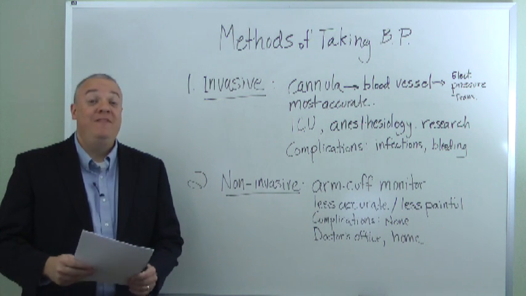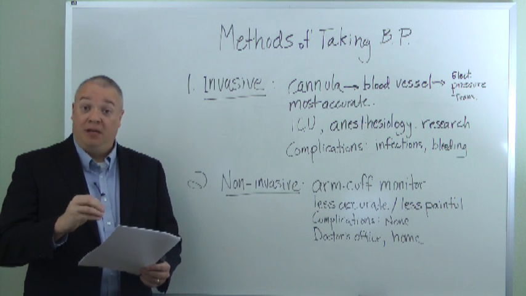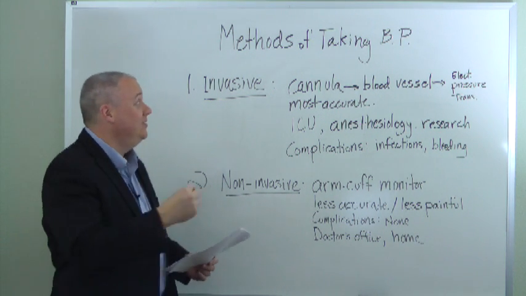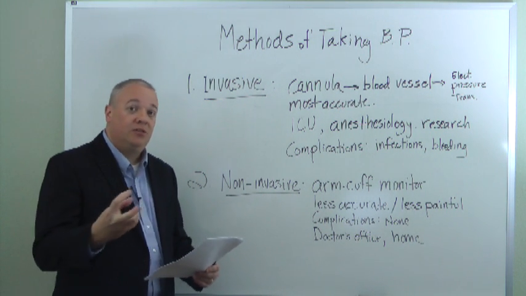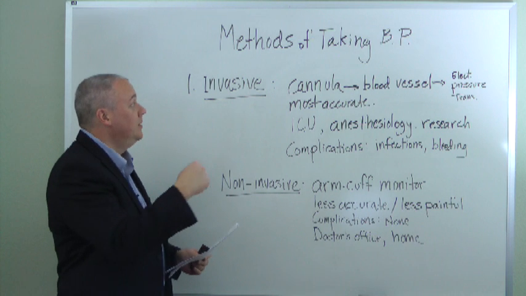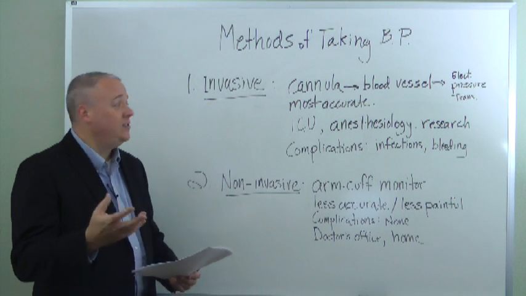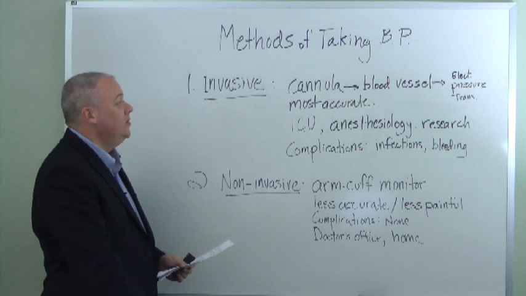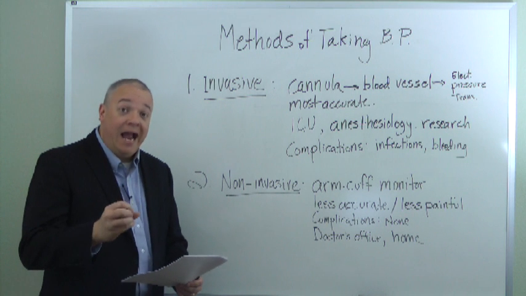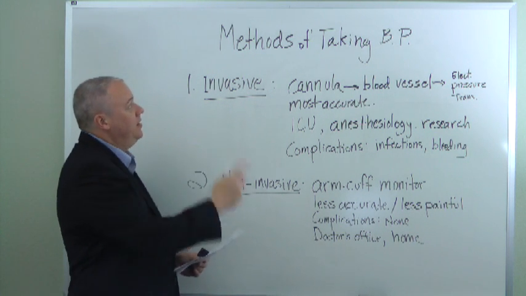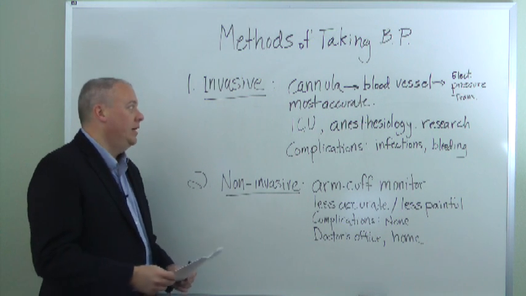Now, when we think about invasive ways of taking blood pressure, what we're talking about is inserting a cannula into a blood vessel and connecting that then to an electronic pressure transducer. So an electronic pressure transducer reading the blood pressure as it comes from the cannula inserted into the blood vessel. Now, where this is primarily done is in ICUs, anesthesiology, and research, where you need very accurate results. And so invasive methods of taking blood pressure are the most accurate means of obtaining blood pressure.